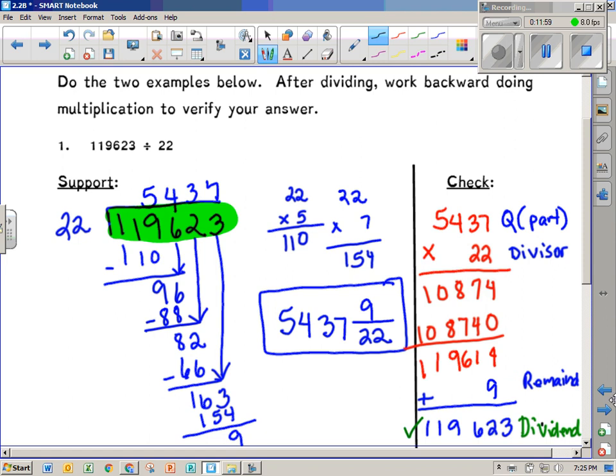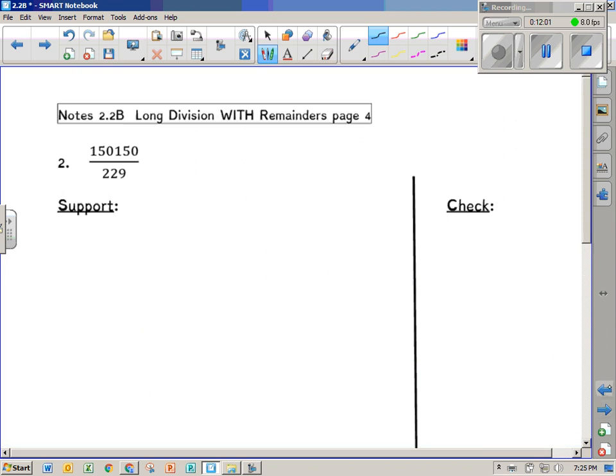Let's try the next one. Notice this problem is written a little bit differently. It's just written as a fraction instead of with the division box, or since we've discovered there's not really a rule for that, some people call it the rooftop. But 229 again is the divisor, goes on the outside. The dividend goes underneath.